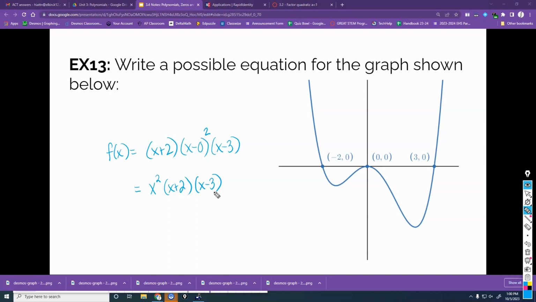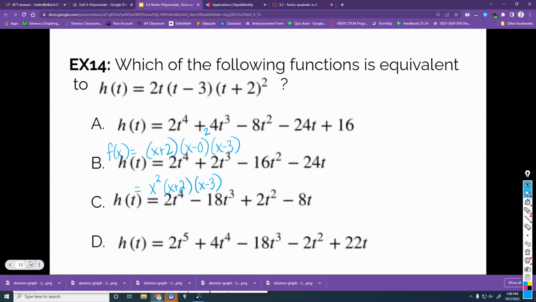And I want you guys to have time to work on your assignment. So let's just talk about how to do number 14, and we're not going to do it. How in the world would you figure this one out? Which of these is equivalent? Let's just put them all in Desmos, because factoring this to see what matches is not going to be good.